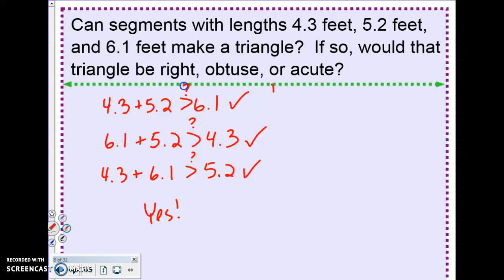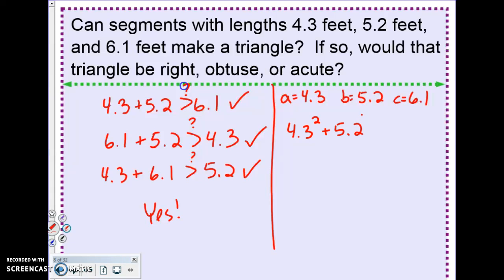And then secondly, does this make an obtuse triangle, a right triangle, or an acute triangle? So the largest side is going to be my c. That's the only thing that really matters. So I'm going to make a equals 4.3, b equals 5.2, and c equals 6.1. And I'm going to use the Pythagorean theorem and find out what comes out of that. Because we don't actually know if it's equal, if it's greater than, if it's less than. We have no idea. So it's like a big mystery.